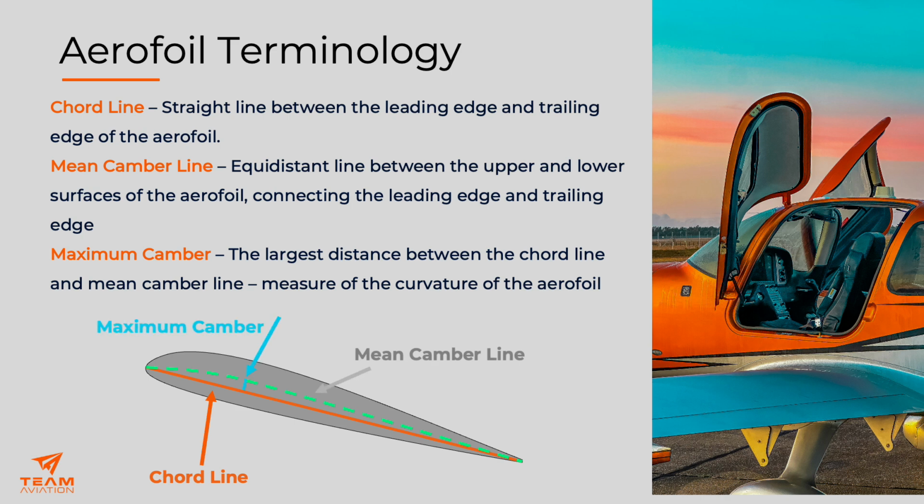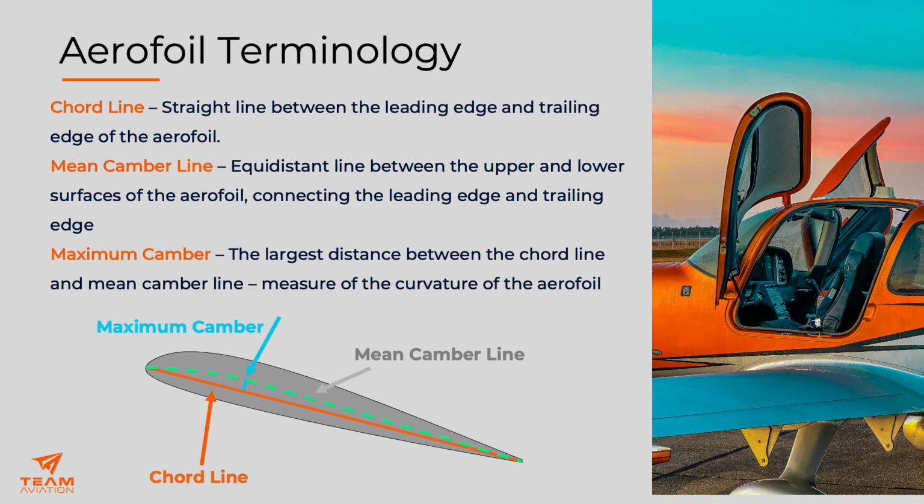Now that we understand what an aerofoil is, let's break down some key terms related to its shape and structure. First, we have the chord line. This is a straight line running from the leading edge to the trailing edge of the aerofoil. It serves as a reference for measuring the angle of attack and aerodynamic performance. Next is the mean camber line, an imaginary line that runs equidistant between the upper and lower surfaces of the aerofoil. This line represents the overall curvature of the wing.